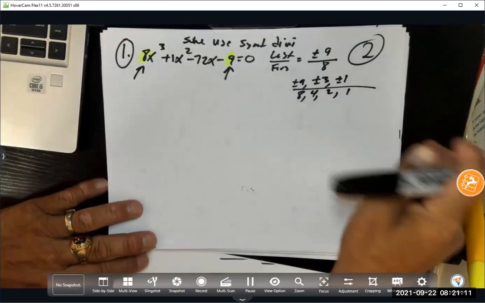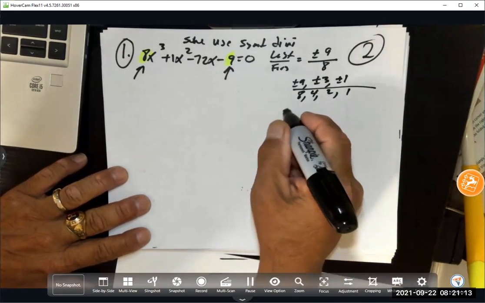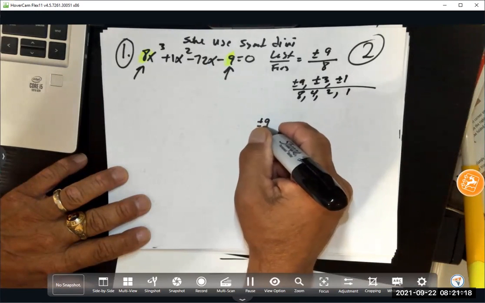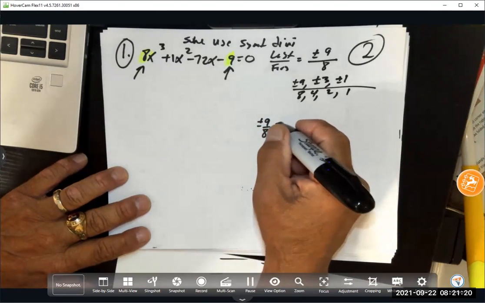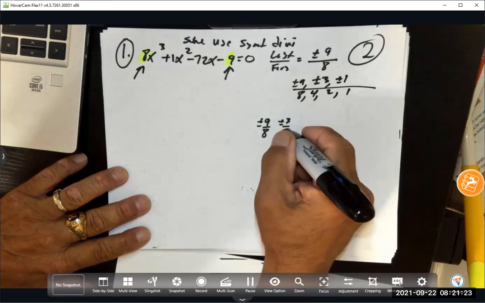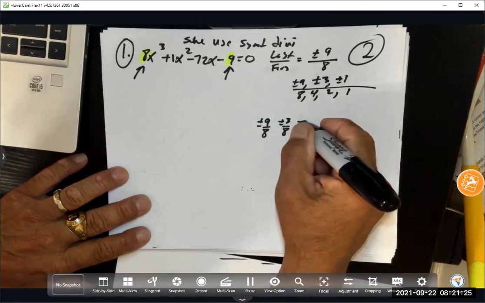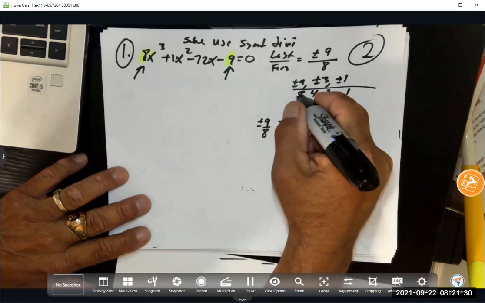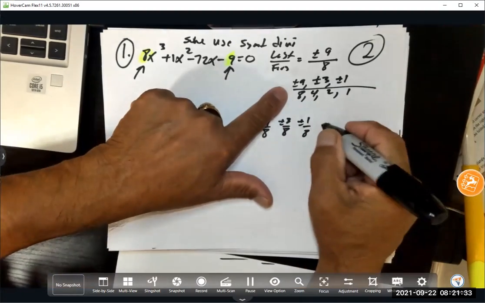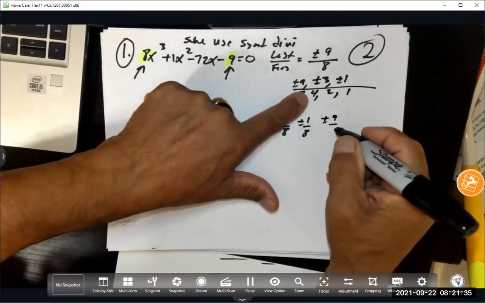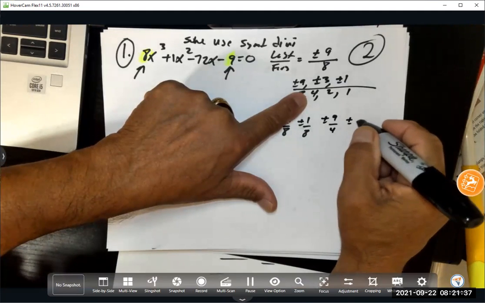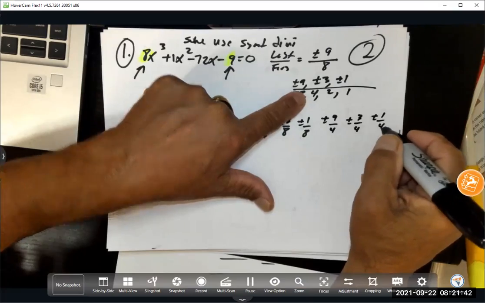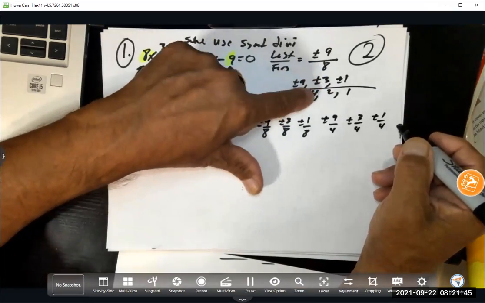Okay. So let me do it this way. Let me write it like that. Let's say I'm gonna start with, and these are all gonna be plus or minus, plus or minus 9 over 8, maybe. Or it could be plus or minus 3 over 8, maybe. Or it could be plus or minus 1 over 8. So I did 9, 3, and 1 over 8. Or it could be plus or minus 9 over 4. Plus or minus 3 over 4. Plus or minus 1 over 4.